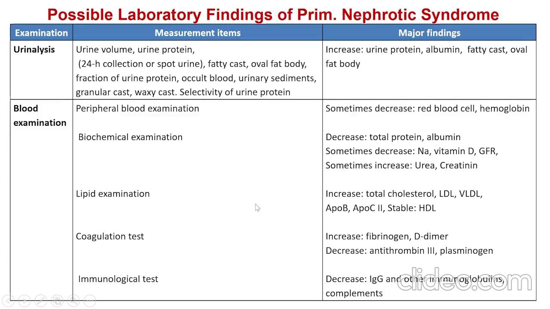Lipid examination can detect an increase in total cholesterol level, low density and very low density lipoproteins, and stable high density lipoprotein. Coagulation test can reveal an increase in fibrinogen and D-dimer and a decrease in antithrombin and plasminogen factors. As we said, this is typical for a hypercoagulation condition. Immunological test can help us to find a decrease in IgG, immunoglobulin G, and other immunoglobulins and complements.